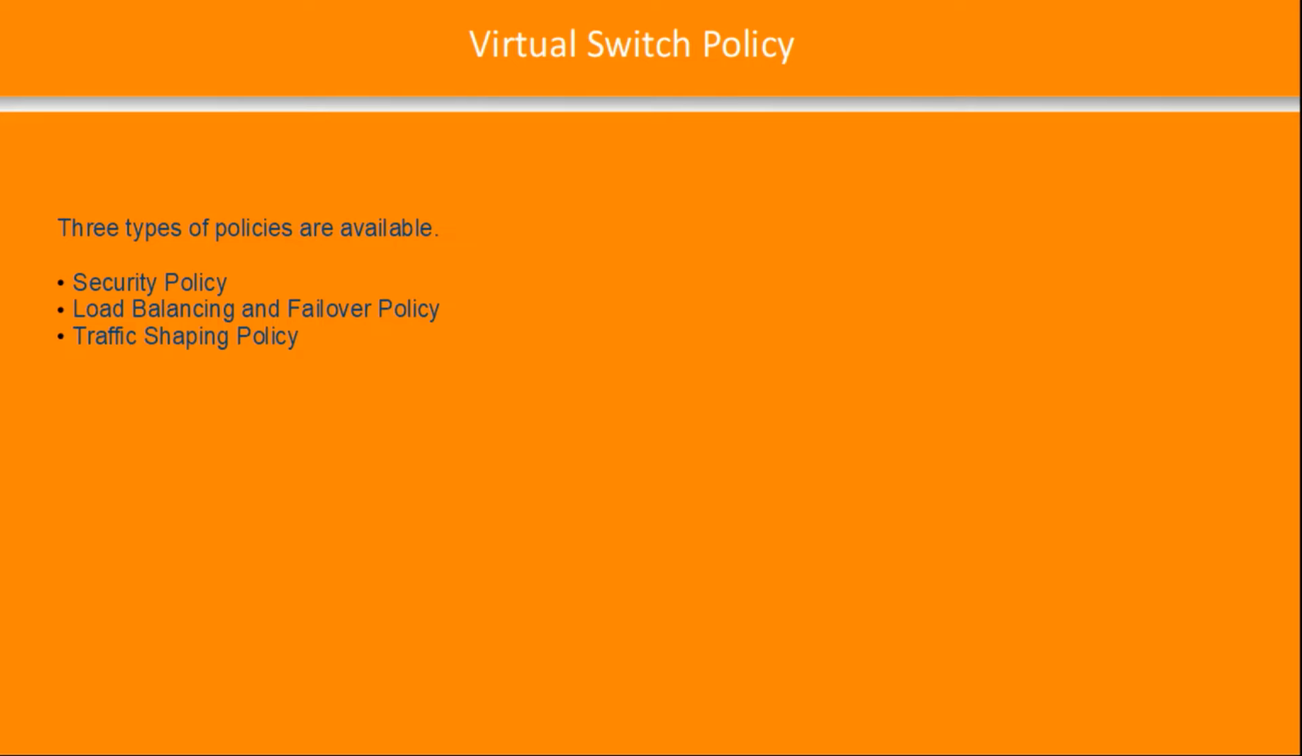In terms of virtual switch policy, three types of policies are available: security policy, load balancing and failover, and traffic shaping. Let's review each one of them in turn.